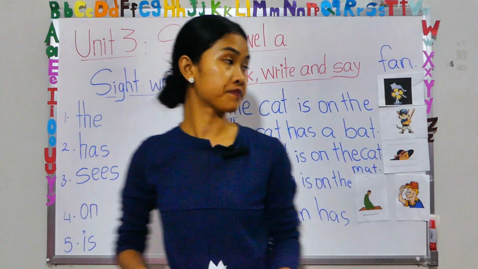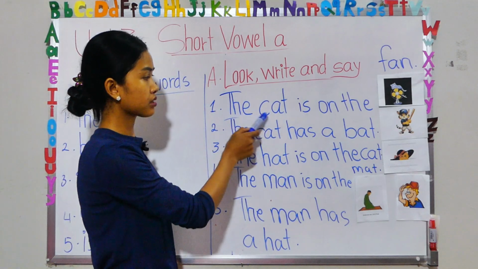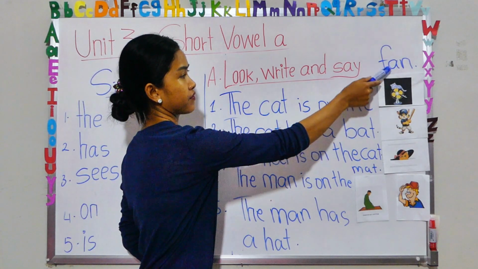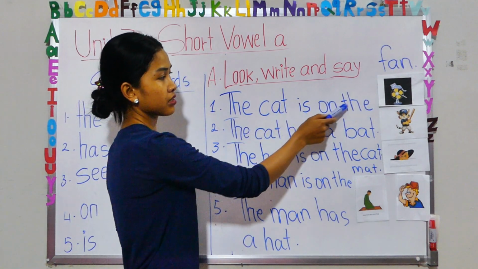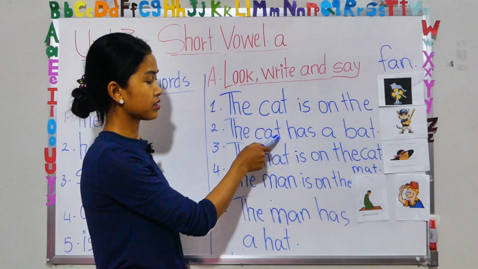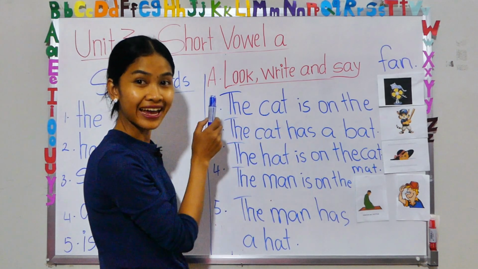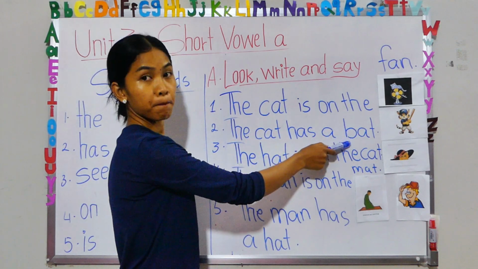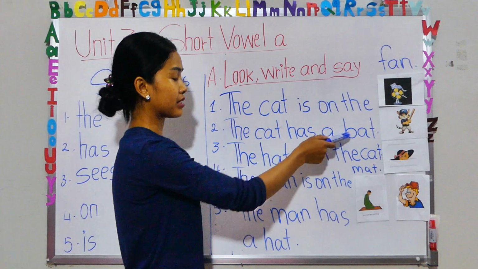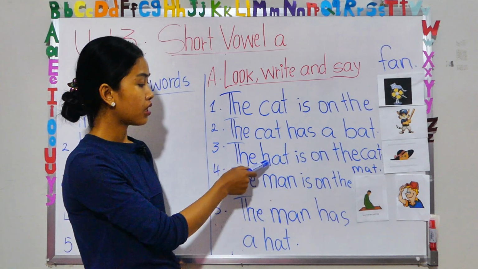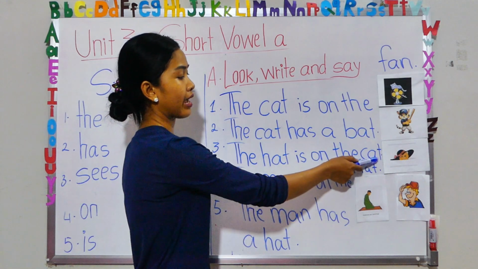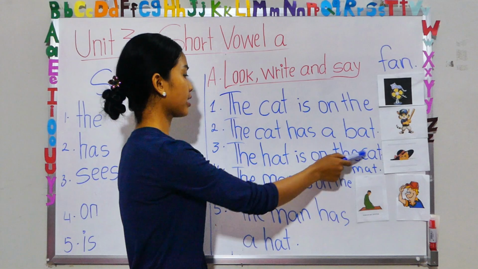The cat is on the fan. Number 2: the cat has a bat. Number 3: the hat is on the cat.